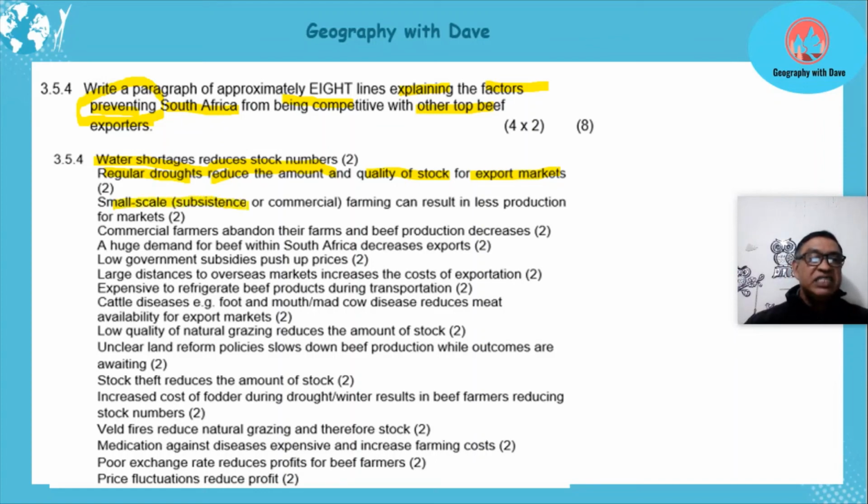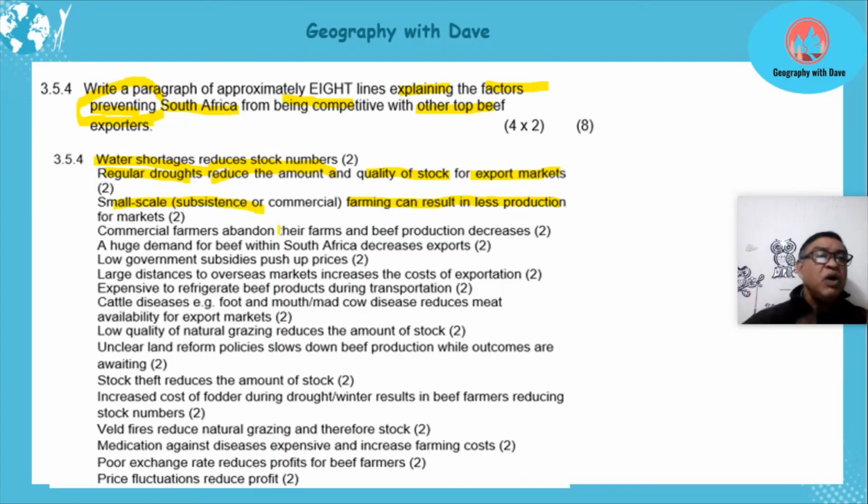Small scale subsistence and commercial farmers can result in less production. So we need to encourage them to produce more. So examiners have been nice. Can you see they give you so many alternatives? Okay, so you get marks as long as you put in a full answer. You understand? You explained it fully.